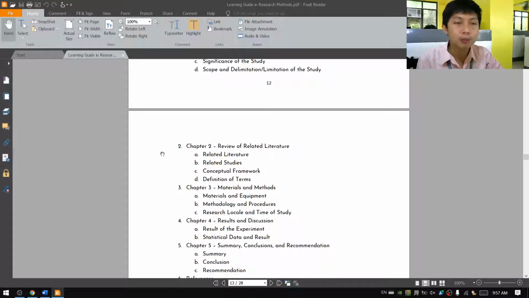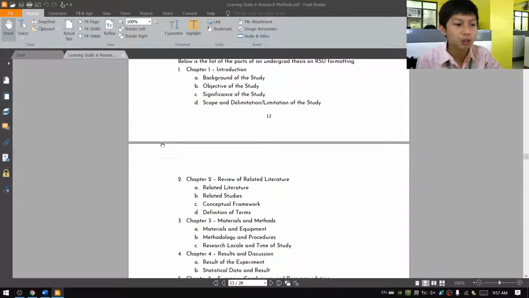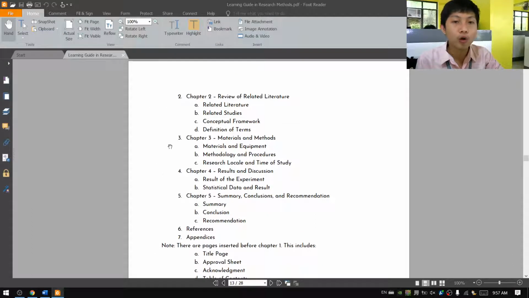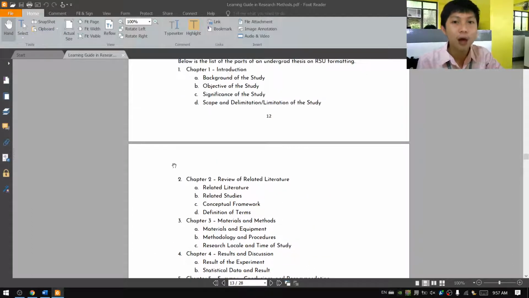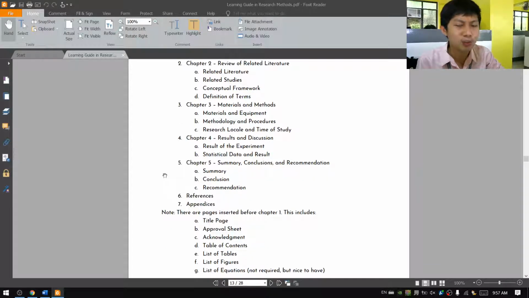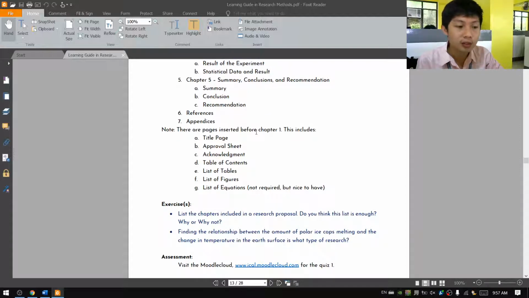So for the proposal or the title defense, you only have to give us chapters 1 to 3. Chapter 4 is where you are already conducting your work. So you have to have approved chapters 1 to 3 before you begin with chapter 4, and obviously, you can only do chapter 5 after doing chapter 4. I hope that's clear.